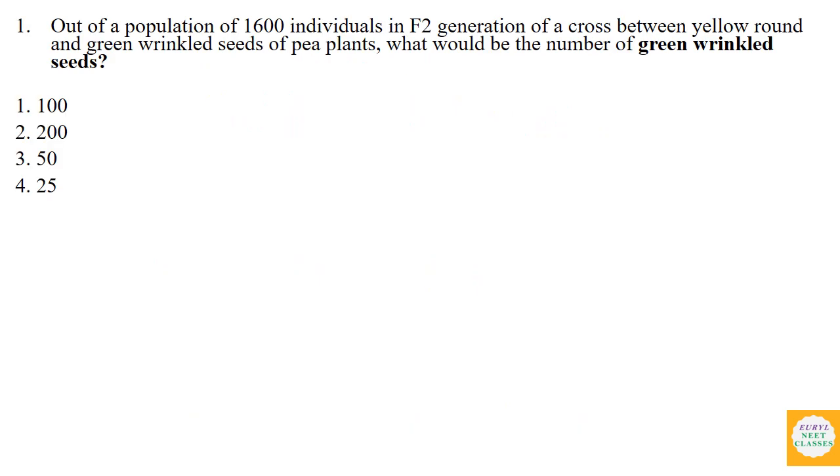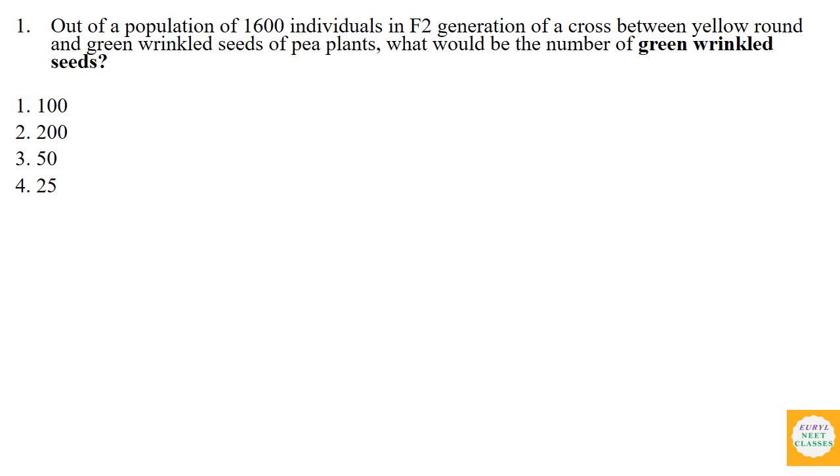The first one. Out of a population of 1600 individuals in F2 generation of a cross between yellow round and green wrinkled seeds of a pea plant, what would be the number of green wrinkled seeds? See, every time when you are solving the questions, you should find the keyword. So the keyword for this question is we should find the number for green wrinkled seeds. The given options are 100, 200, 50, 25.